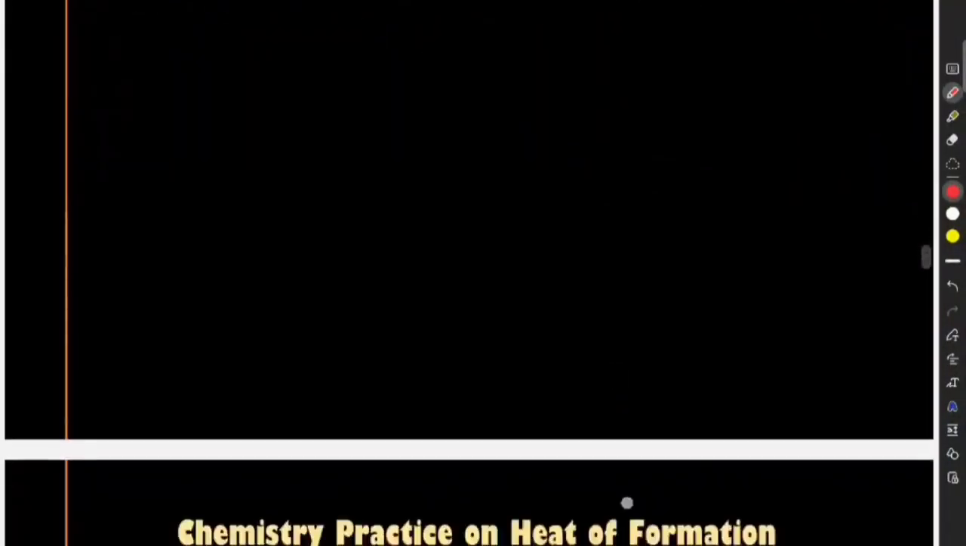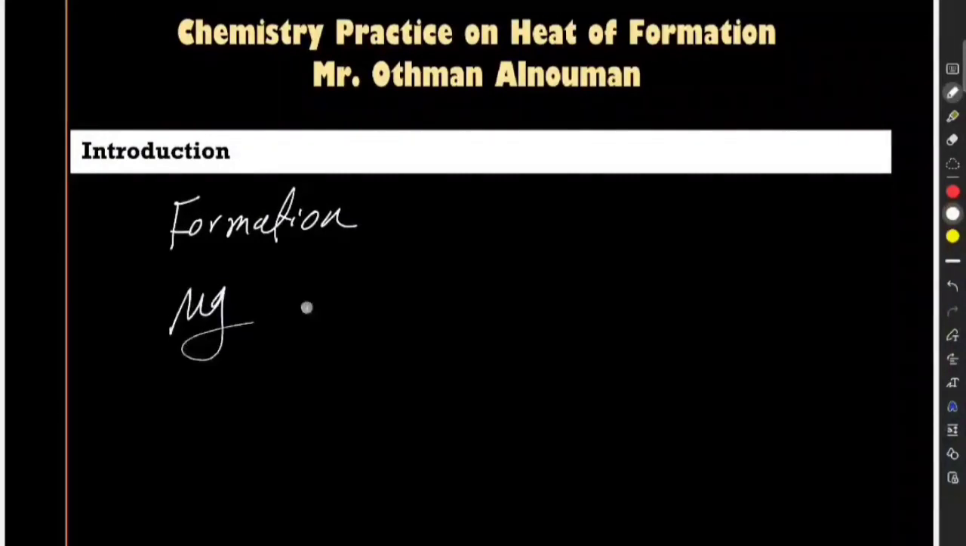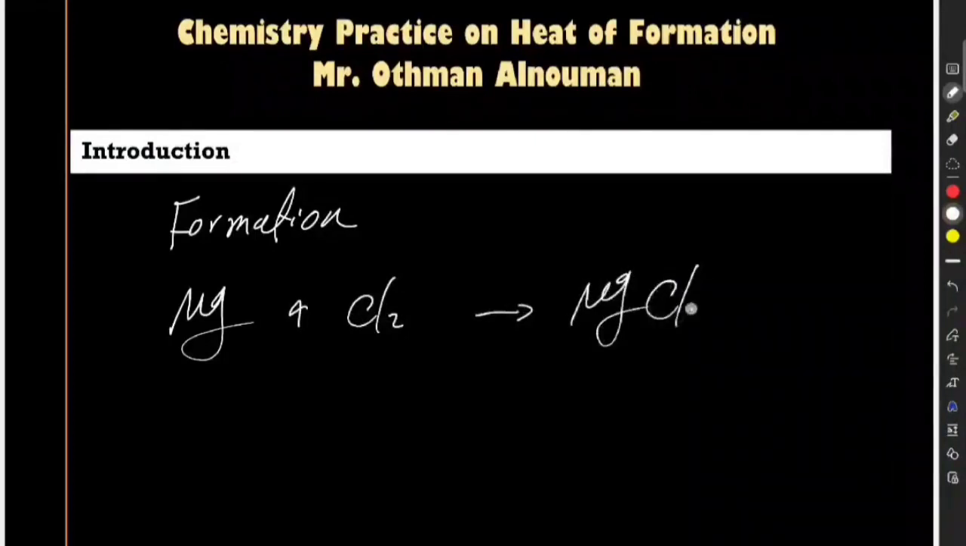Let's see here. Now let's speak about heat of formation. I just started speaking about it above. Heat of formation is when a compound is formed from its constituents. Now let's see here. Magnesium plus chlorine, it will give us magnesium chloride. So this is the formation of magnesium chloride.